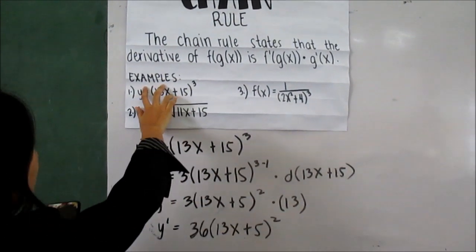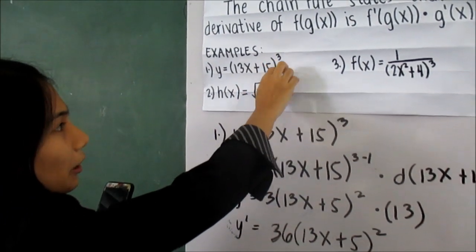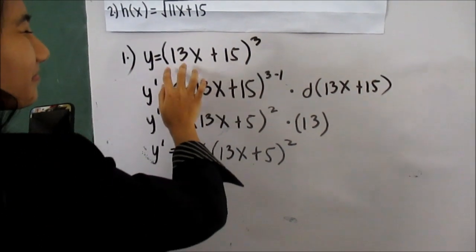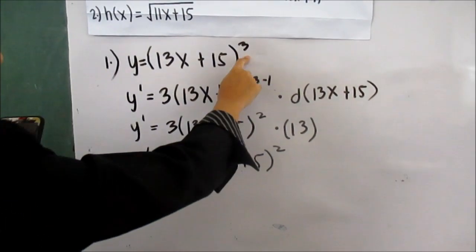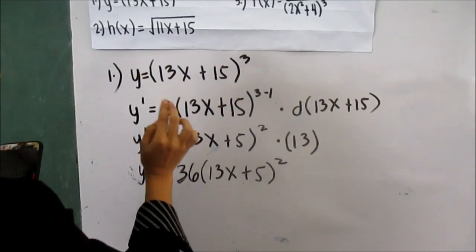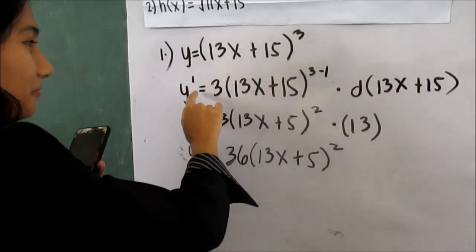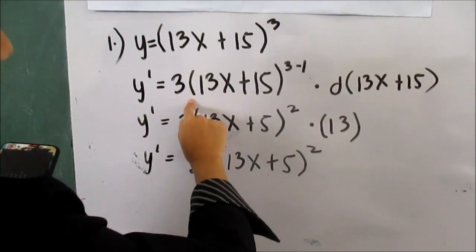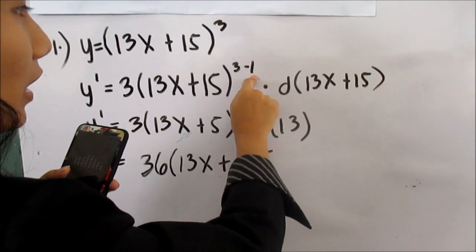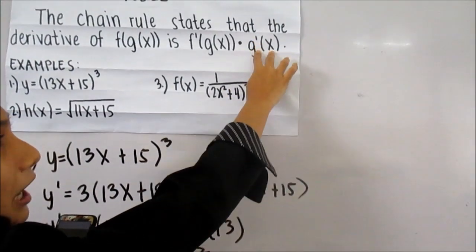So example number 1. y equals (13x plus 15) to the power of 3. So the 3 here will come down. So y prime equals 3 times the quantity 13x plus 15 to the power of 3 minus 1, times the g prime of x.